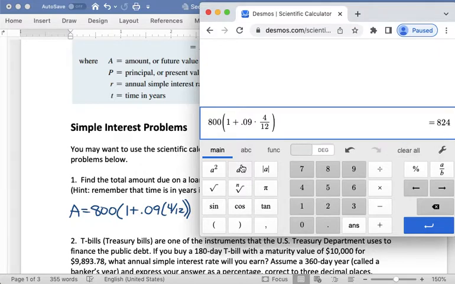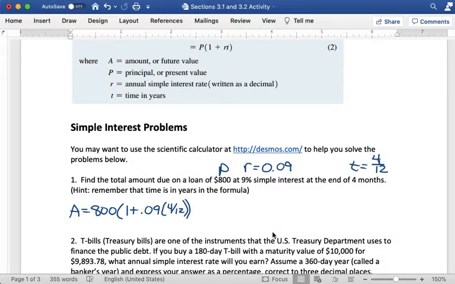Here I get 824. So what that tells me is that I'm paying $24 to borrow $800 for 4 months. $24 is what I'm paying in interest.